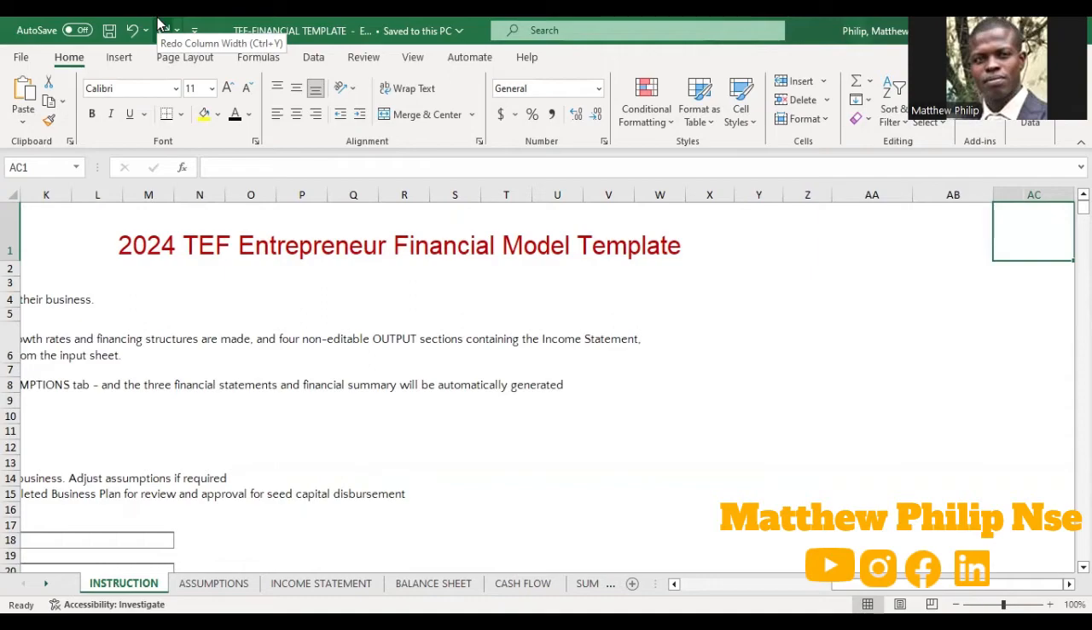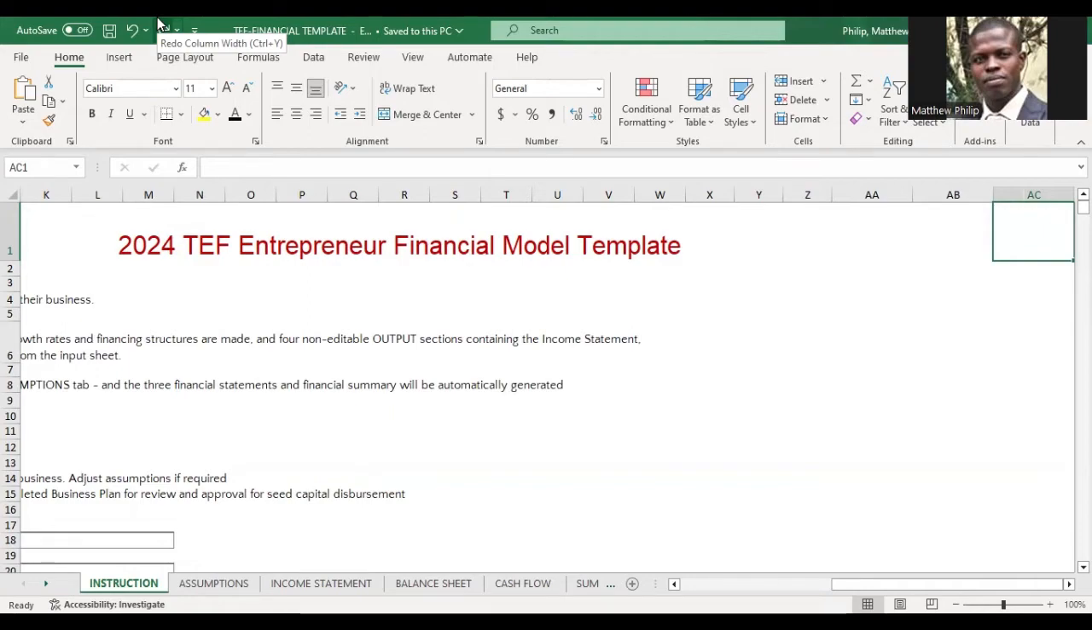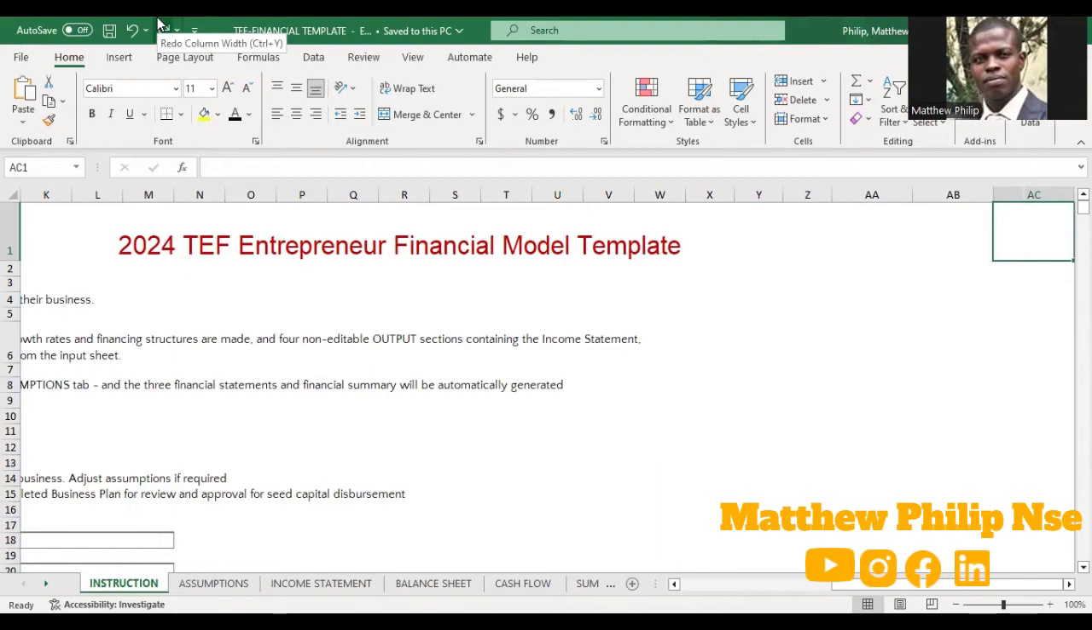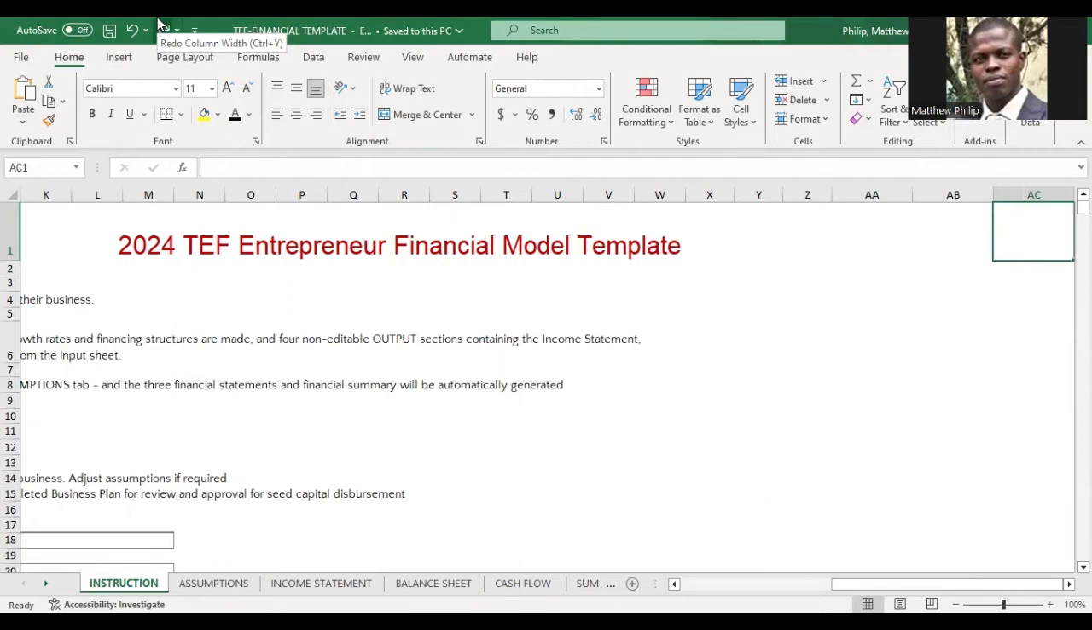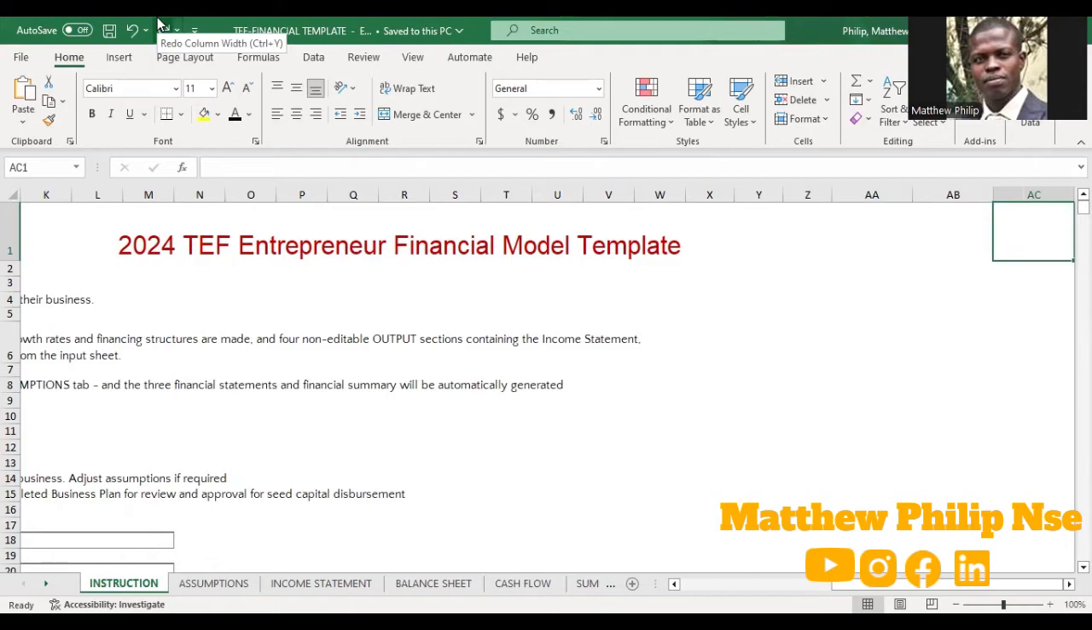I am creating this video because a lot of mentees in the Tony Elumelu Foundation have reached out to me on several occasions asking for explanations on how to use this template. There are so many of them who have a challenge, who do not have a finance background, or some also see these templates to be too rigorous or cumbersome to fill.